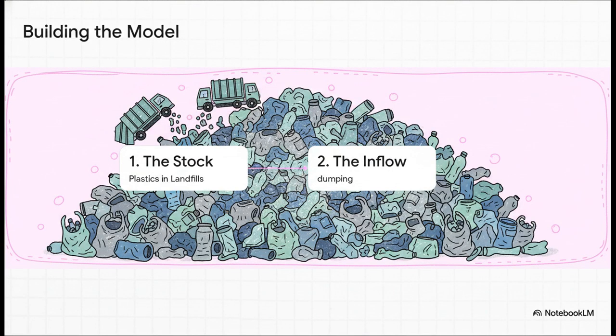Building this model is, well, it's even easier. Our stock is the plastics in landfills. Our inflow is the dumping process. But do you notice what's missing? Right, there's no outflow. This is what we call a pure accumulation system. And this pattern is behind so many of our most stubborn, persistent problems. Think about things like carbon in the atmosphere or even national debt.